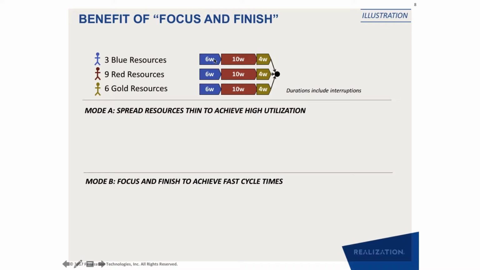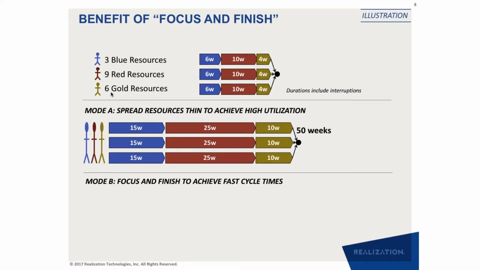And if I put 3 blue resources on the blue phase, then that blue phase can get done in 6 weeks. If I put 9 red resources on the red phase, it can get done in 10 weeks. If I put 6 golden resources on the golden phase, it can get done in 4 weeks. And I have 3 such projects to do. And I have only 3 blue, 9 red, and 6 golden resources.